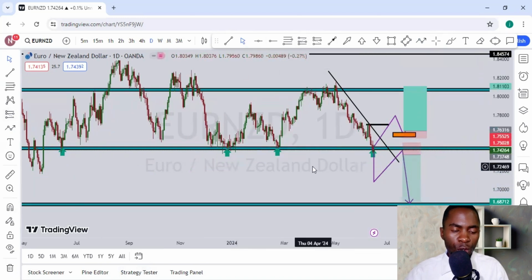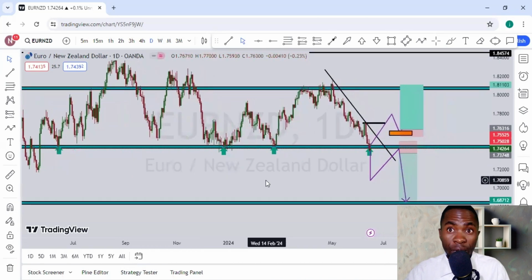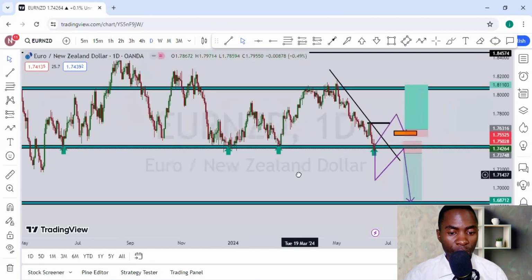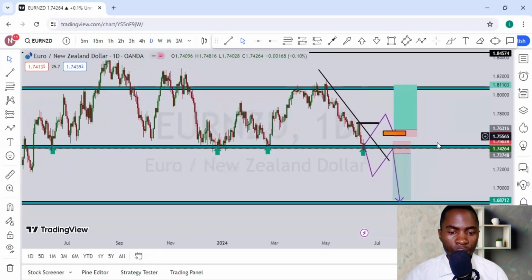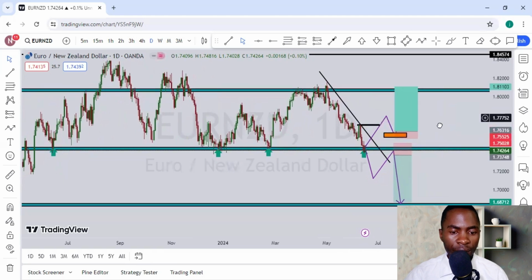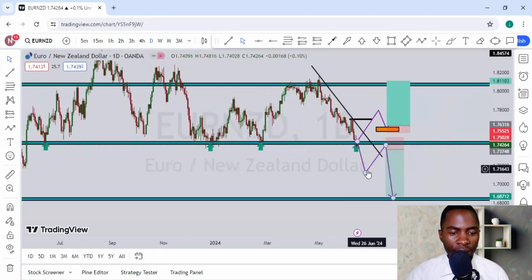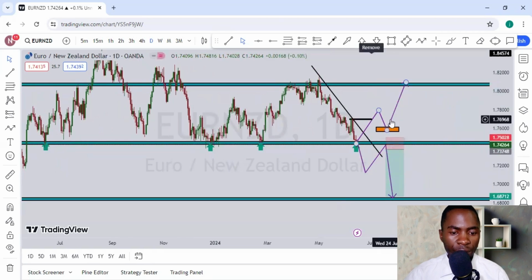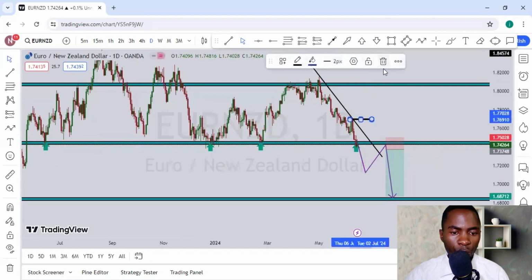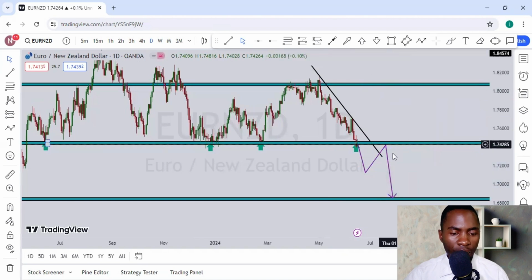These are my two best confluences that I'm waiting to see on this particular pair. If the market buys from here and retests, I will take a trade. And also if the market sells below here and retests, I will also take a trade on that particular pair. So that's all about Euro NZD.